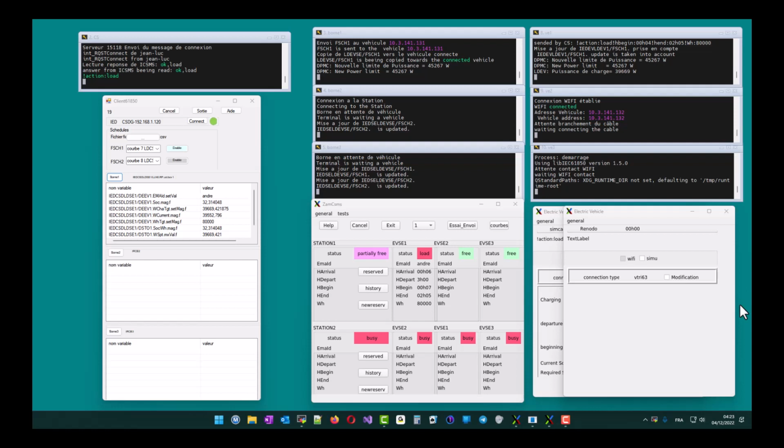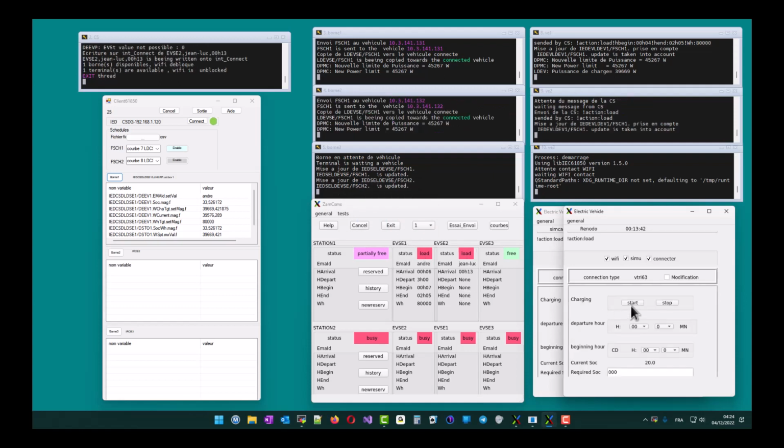The vehicle selects a free EVSE and waits for authorization to connect to it. It plugs in its cable and asks for a dynamic charge, without specifying the departure time.